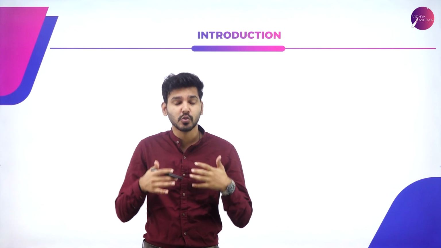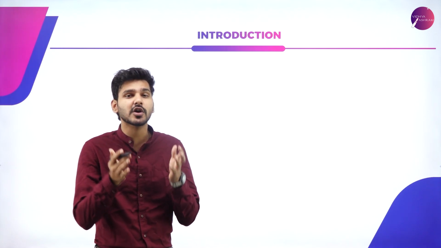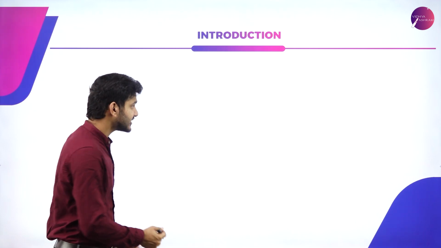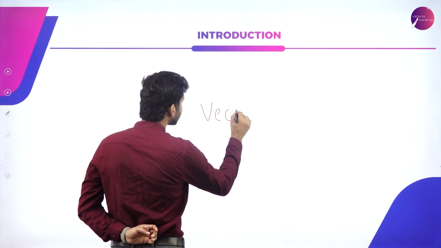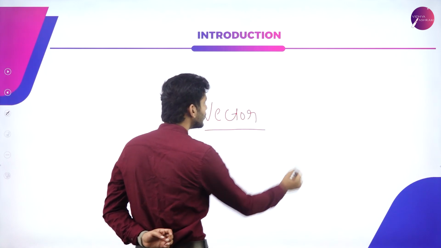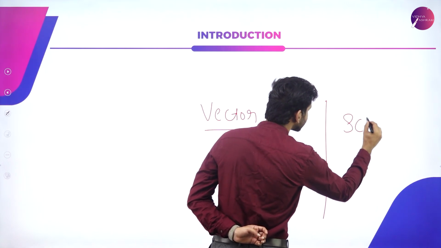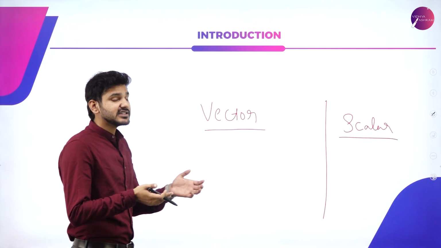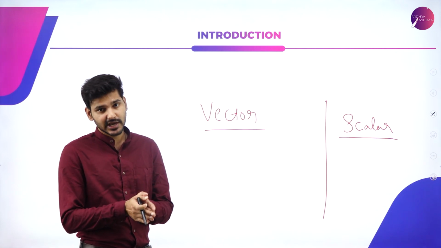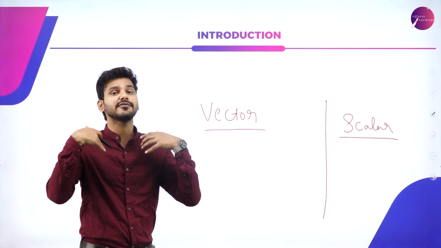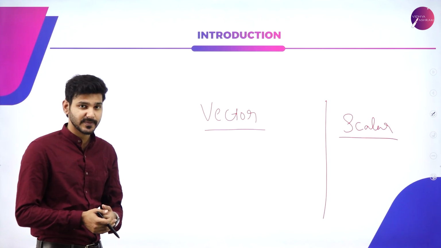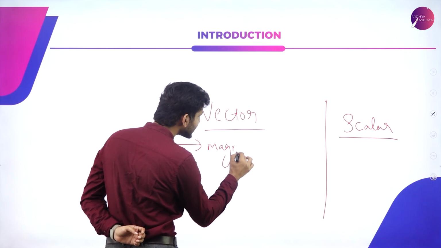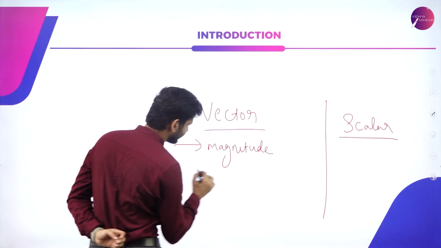Before getting into what is motion in a plane, we have to know some basic concepts which are necessary to understand it. So the first concept is what is a scalar and what is a vector quantity. We discussed briefly what vector and scalar quantities were in the previous chapter, but we did not fully disclose what vectors and scalars were. So we do know that vectors will have a magnitude as well as a direction.